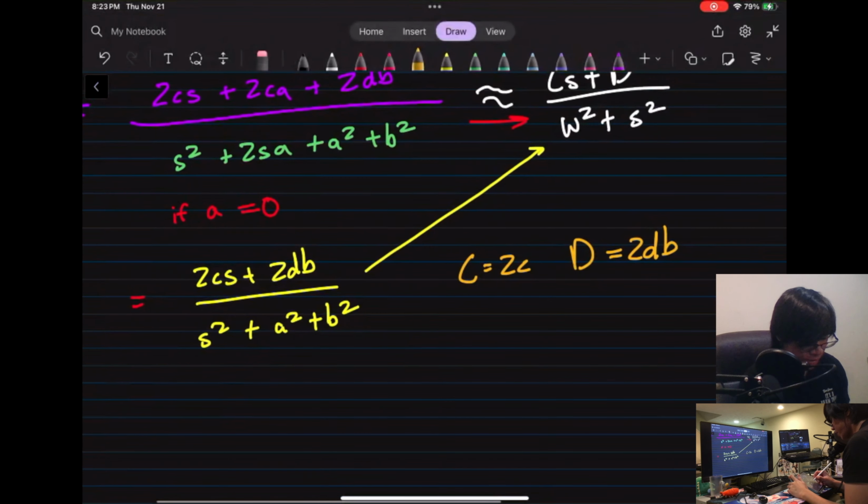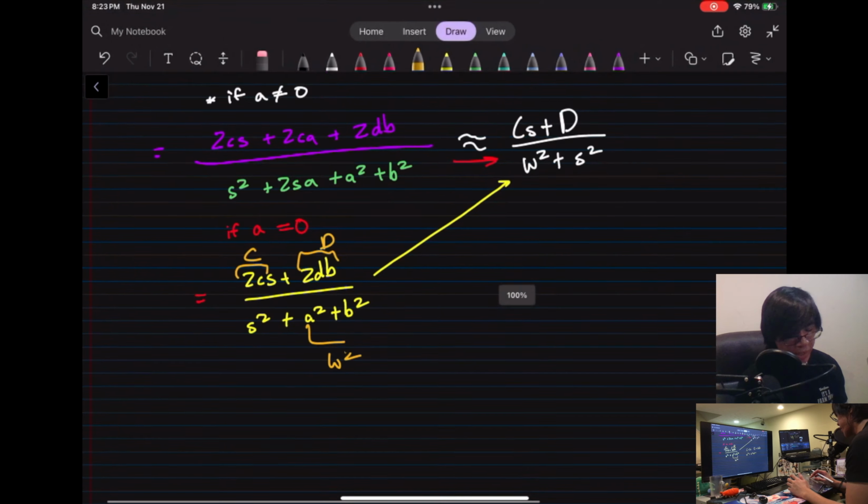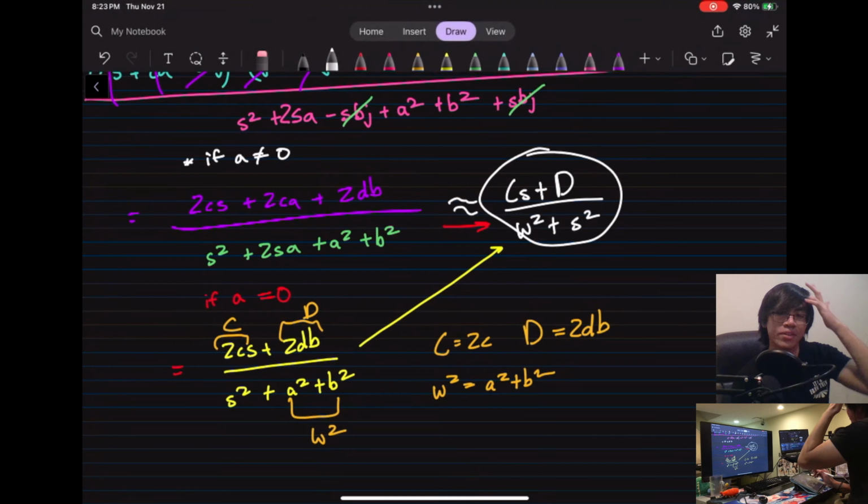And S squared remains the same. But this omega squared takes over the A squared plus B squared. So if I sub those directly in, you'll notice that this is C, this is D, and then this is omega squared. So that's how we get this general form here. Kind of just a substitution at the very end, if you ask me, but that's how it is.